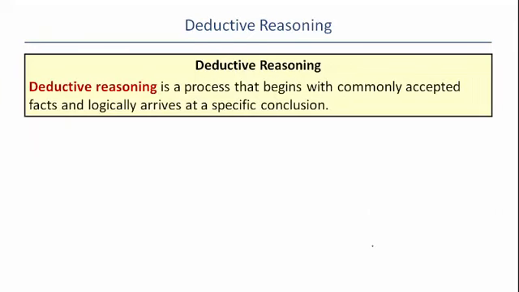All right, deductive reasoning is a process that begins with a commonly accepted fact and then arrives at some logical, specific conclusion based on that given fact. So it's kind of like, we know this to be true, and based on this, we're now going to say that this next thing should also be true.